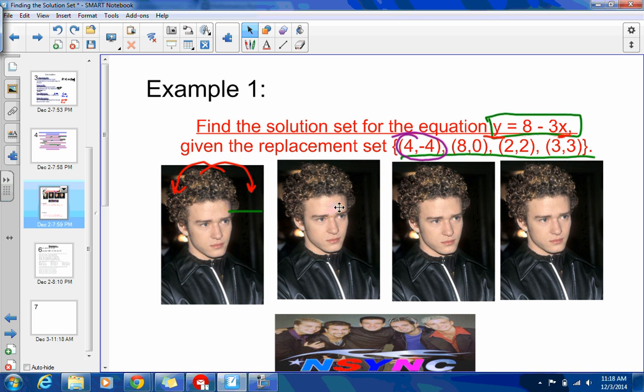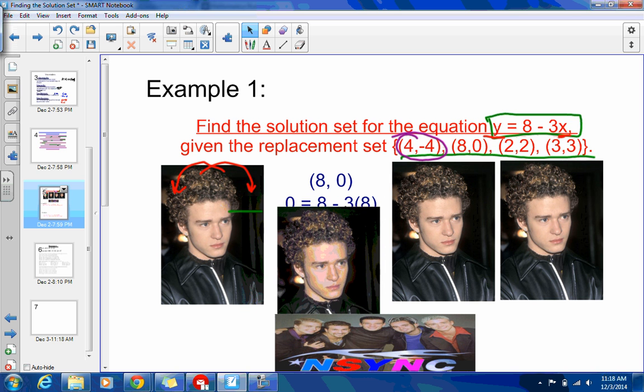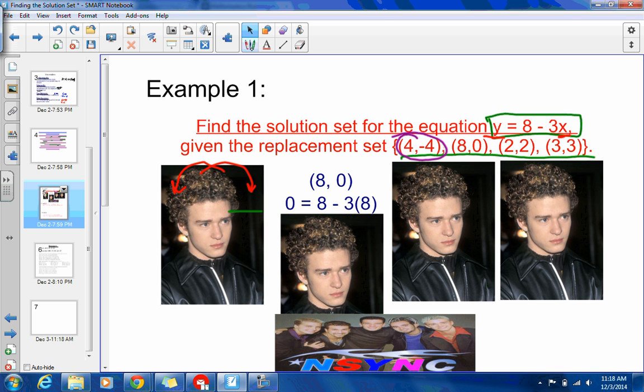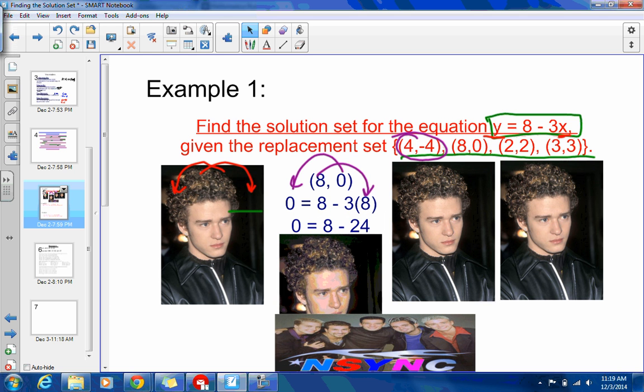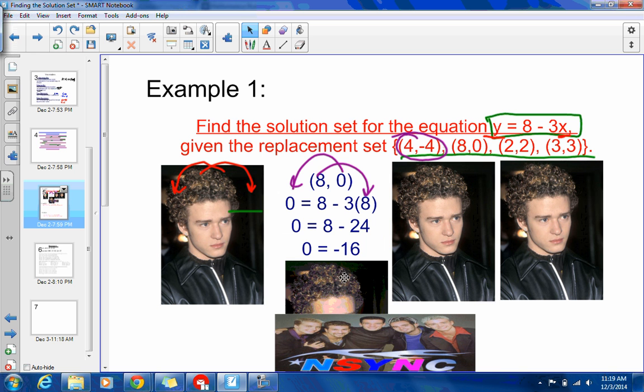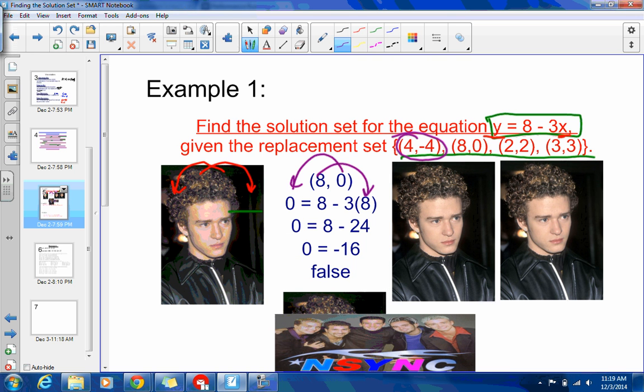ordered pairs. So you take a look at the second one, 8, 0. You have 8, 0. Plug them in. 8 goes in for the x, because that's the x. 0 goes in for the y, because that's the y. And then simplify, doing some math. Do your multiplication first. That'd be 0 equals 8 minus 24. And 8 minus 24 on the right side is negative 16. And that is a false statement. So I'm going to go and I'm going to cross this one out. That's not true. It's not going to be part of our solution set.